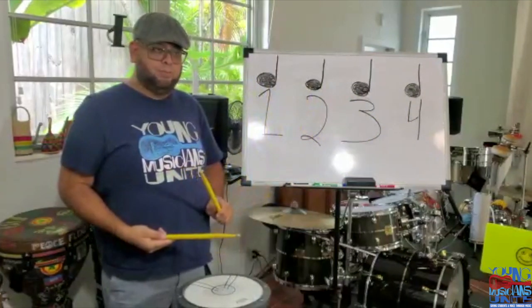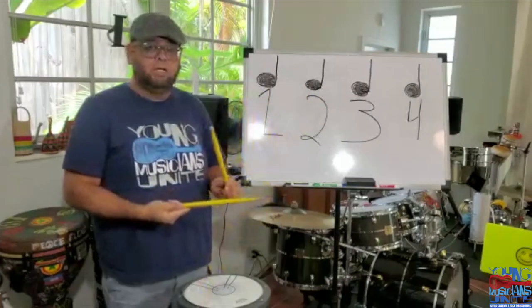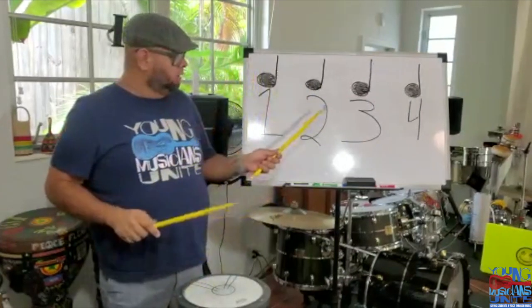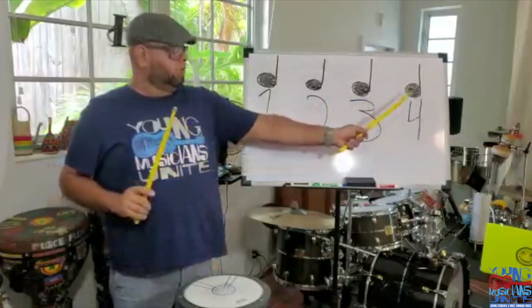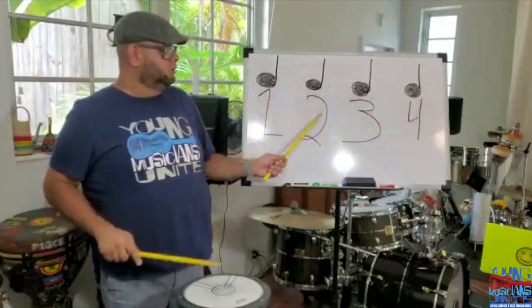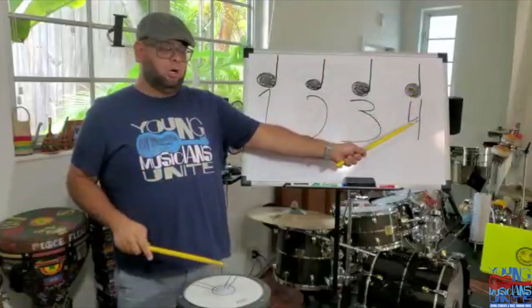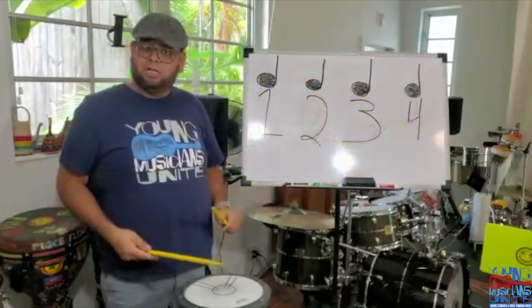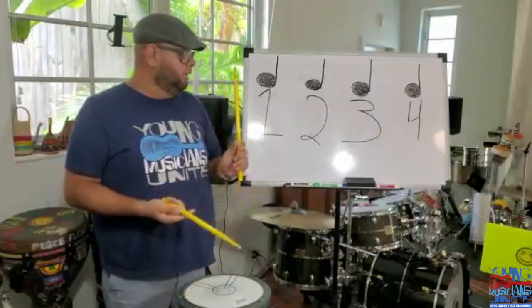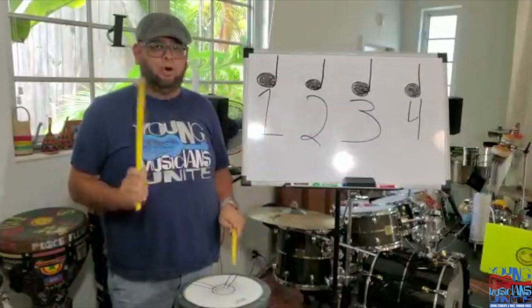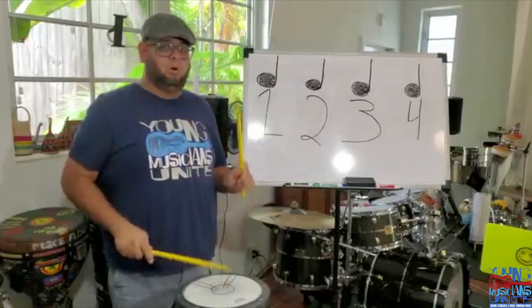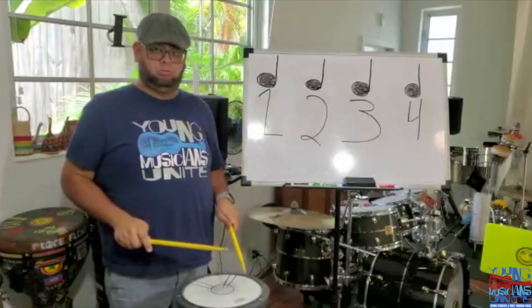I'm going to slow down the tempo, so this one's going to play on the tempo. 1, 2, count out loud. 1, 2, 3, 4. 1, 2, 3, 4. Now we're going to speed up the tempo. 1, 2, count out loud. 1, 2, 3, 4. 1, 2, 3, 4.